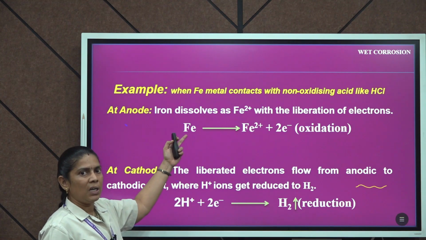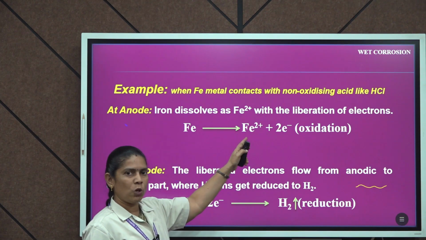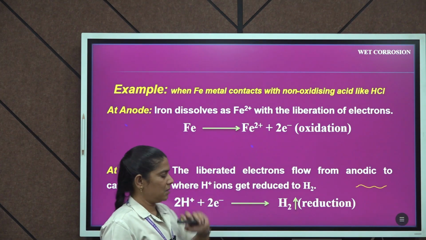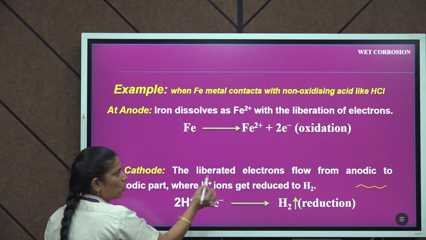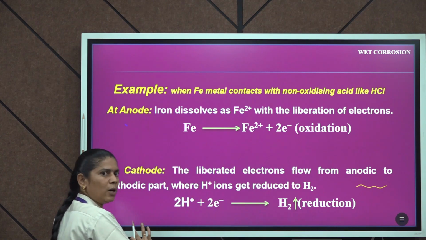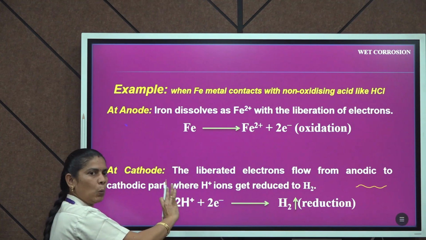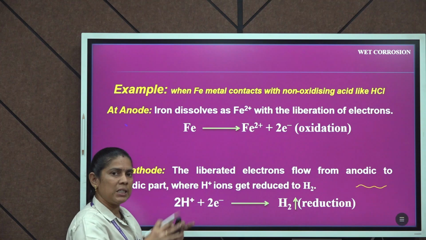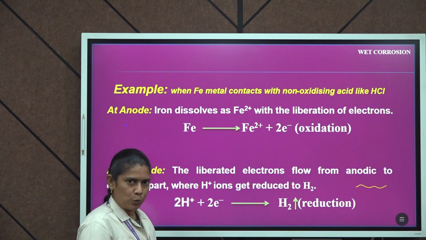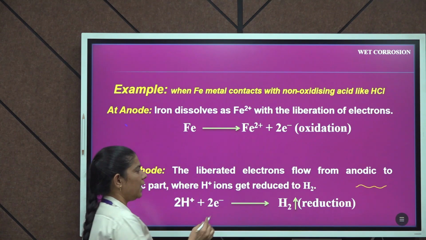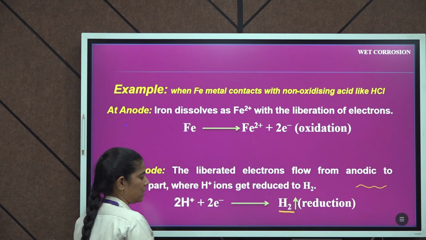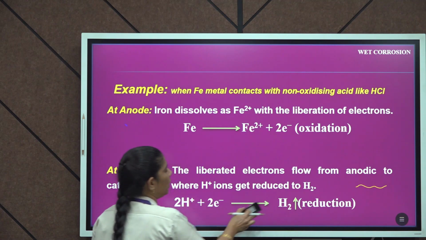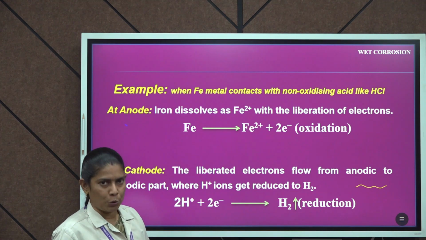So, this Fe dissolves and with the liberation of electrons, oxidation occurs. And at the cathodic part, the liberated electrons flow from the anodic part to the cathodic part, where the H plus ions present in the environment get reduced and convert into hydrogen gas. This hydrogen gas evolution occurs. So, this is about the hydrogen evolution type corrosion.